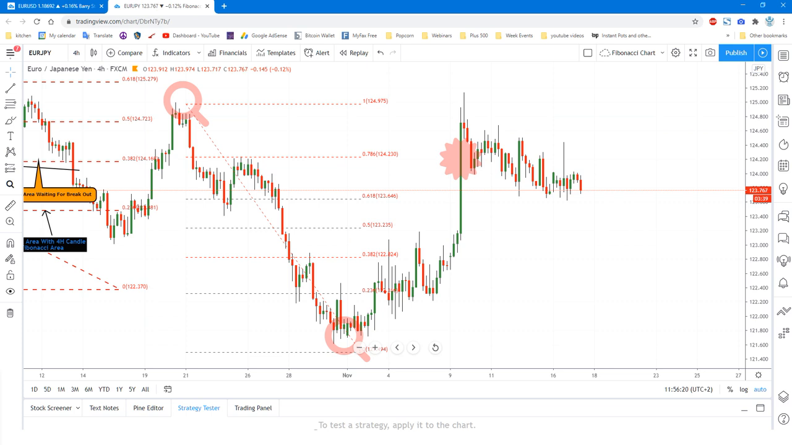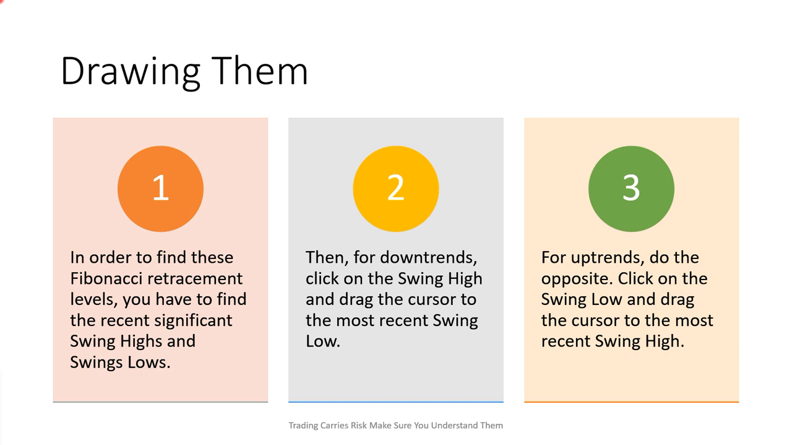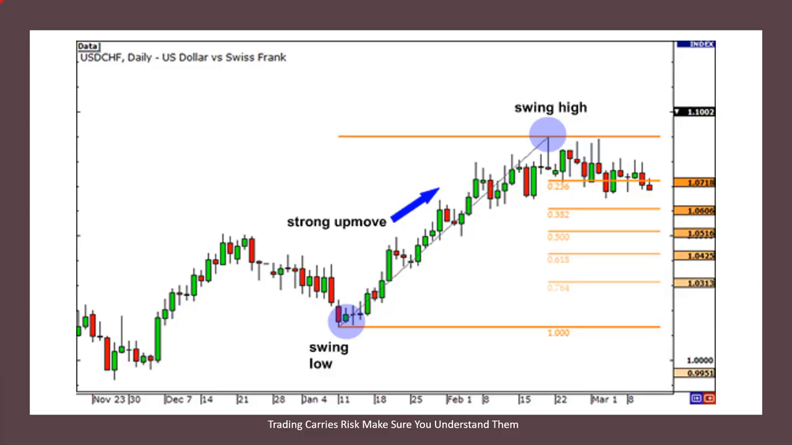Once we have it on the chart, the rest is easy, because now we just have to start understanding how to use it. So in order to find the Fibonacci retracements, you have to find the recent significant swing highs and swing lows. Then for downtrends, click on the swing high and drag the cursor to the most recent swing low. For an uptrend, do just the opposite. Pretty easy.